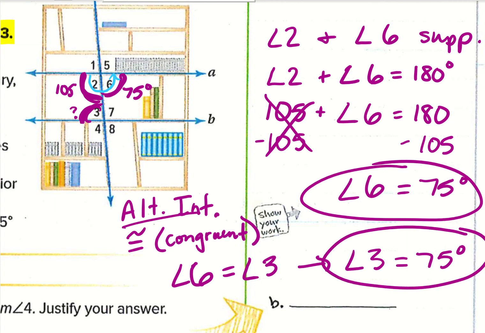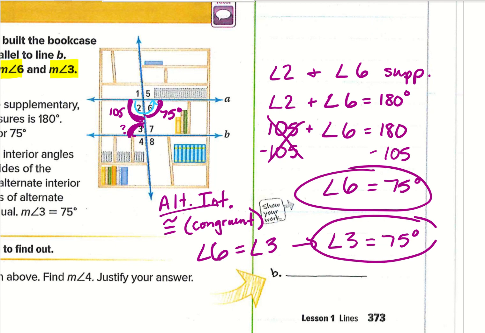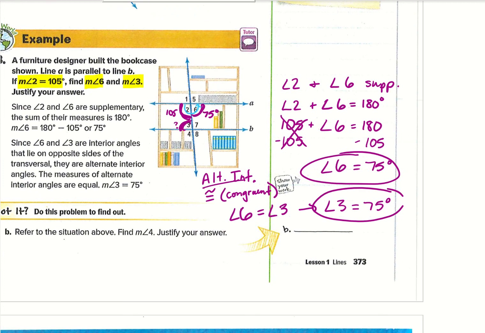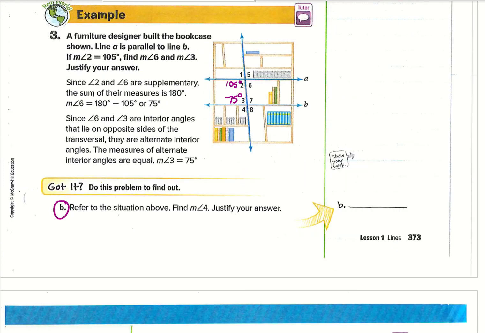All right, so that's pretty much it for this example. Make sure you have this stuff written down in your notes. Now I want you to go ahead and do Got It Problem B. You're finding the measure of angle 4, which is right here on this problem from example 3. I left the stuff that you can use to find the measure of angle 4, so it is actually up to you which one you decide to use. You can use angle 2 or angle 3 in order to find the measure of angle 4.